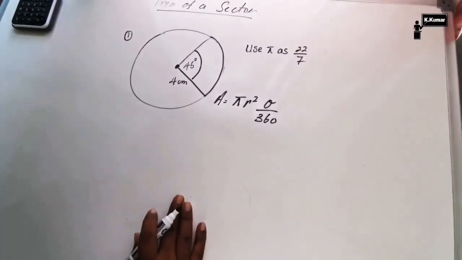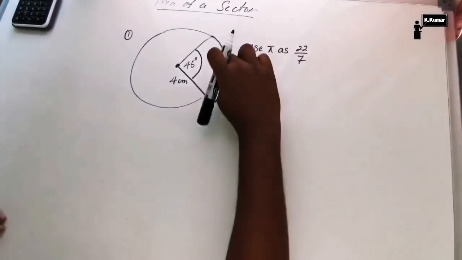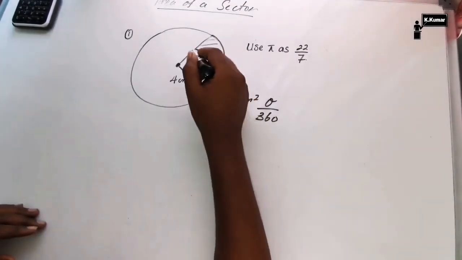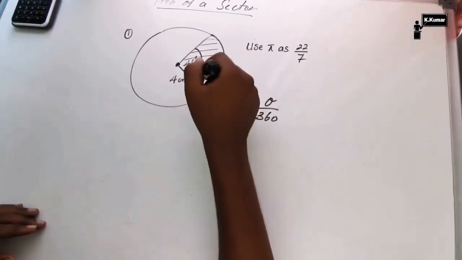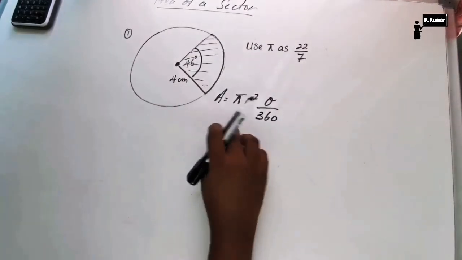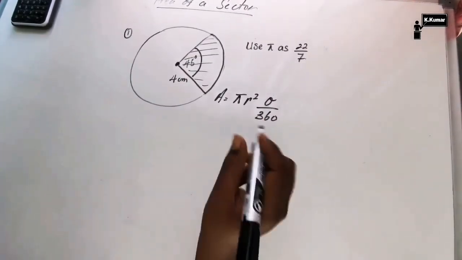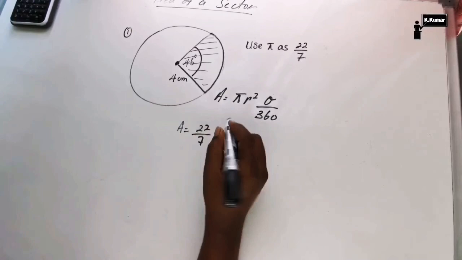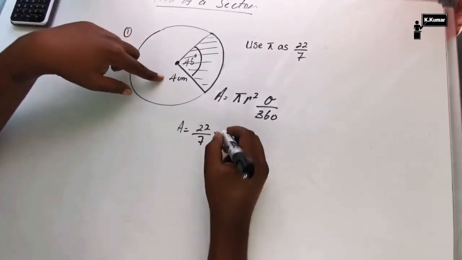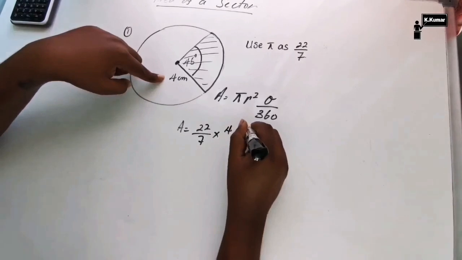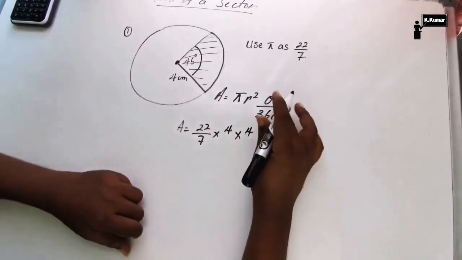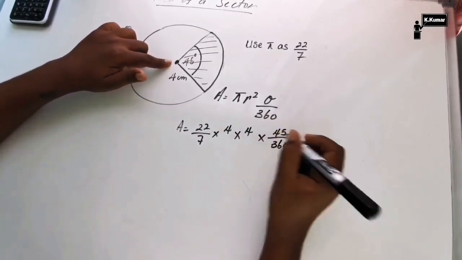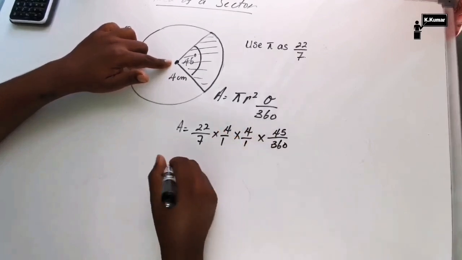Now let's find the area of the same circle, but we're finding the area of the sector of that circle, right? So the area we're trying to find would be this part. The formula is A equals pi r squared theta over 360. So A equals pi, which is 22 over 7, multiplied by r squared, which is r multiplied by r. That would be 4 multiplied by 4, then times theta over 360. Theta now is the same, 45 over 360. We put this over 1 and we put this over 1.